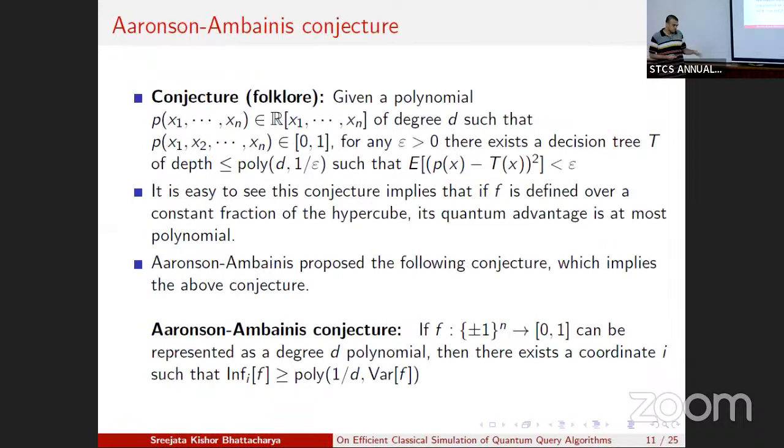Yes. So I'm going to discuss this conjecture now. Aaronson and Ambainis gave a particular way to construct such a decision tree, which I'm going to discuss next. They actually showed that the following conjecture implies this folklore conjecture, and this is known as the Aaronson and Ambainis conjecture. Now again, suppose you have a polynomial of degree d.